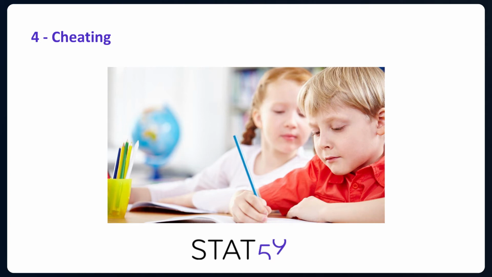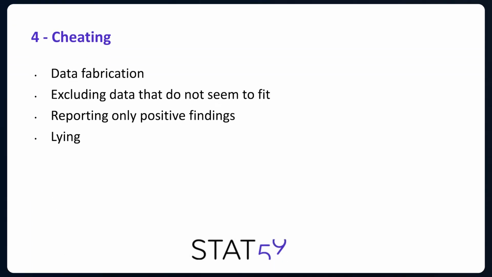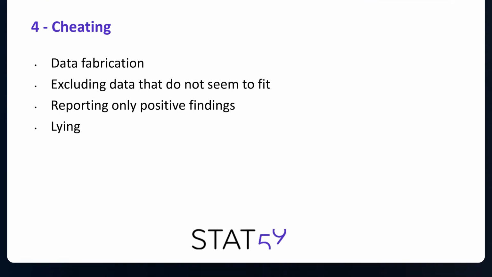Cheating. It goes without saying that cheating is something we shouldn't be doing. But cheating can take on a number of different forms that sometimes we don't even think about. Sometimes it's data fabrication. We don't really know what happened in a specific instance of a test, so we just make something up. Excluding data that don't seem to fit. Sometimes we get some test scores from people who were in our experimental group and they don't seem right, so we just take them out. Reporting only positive findings is another form of cheating. And then, of course, the big one, which is just out and out lying.